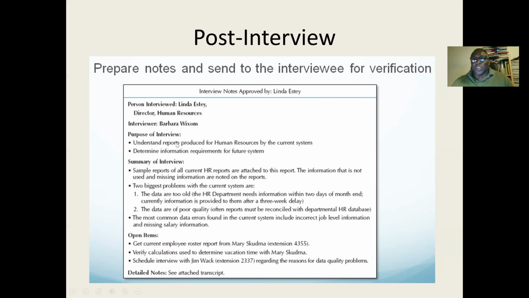So this is a post-interview form: the person interviewed, the name, department, interviewer name, purpose of interview, summary of interview, and open items, etc. This is just, again, a template of a specific post-interview.